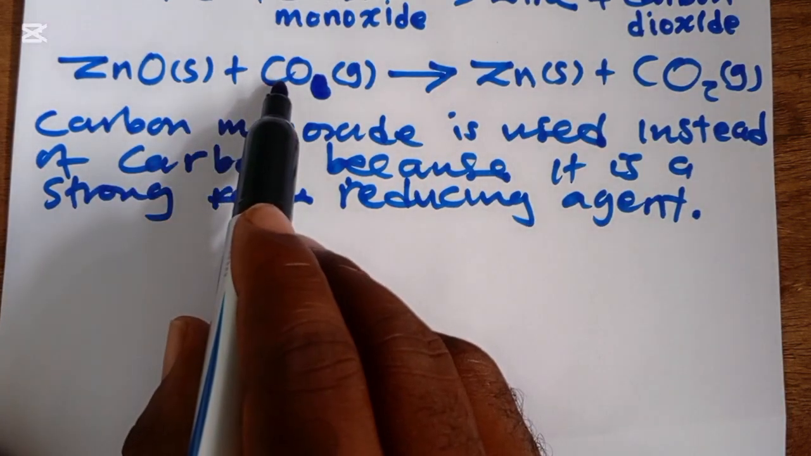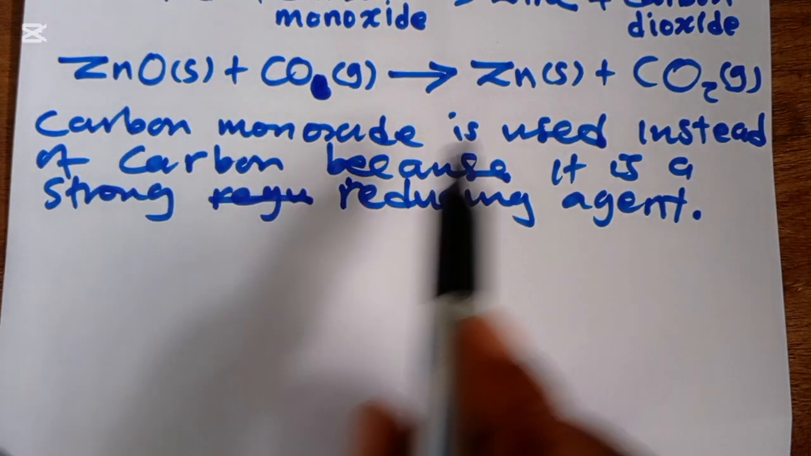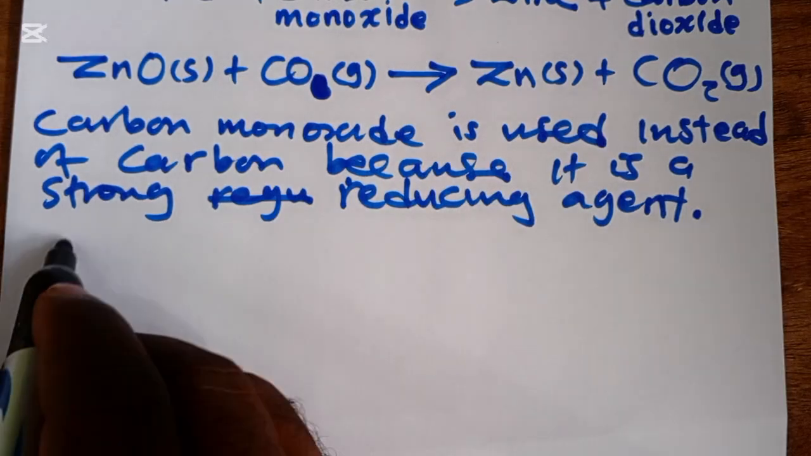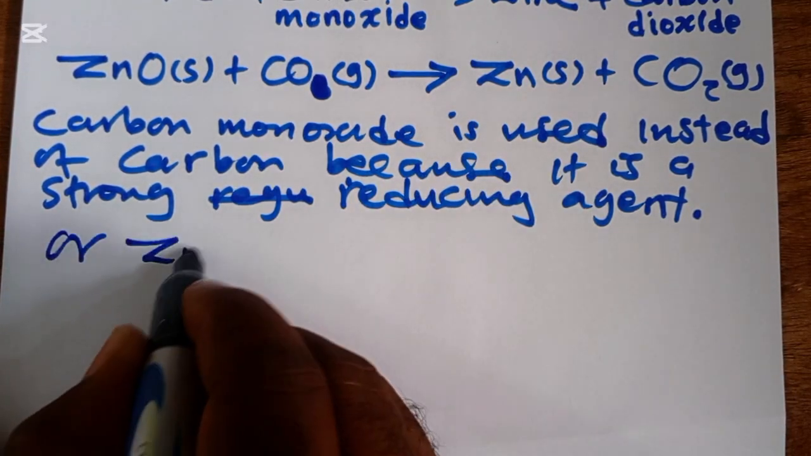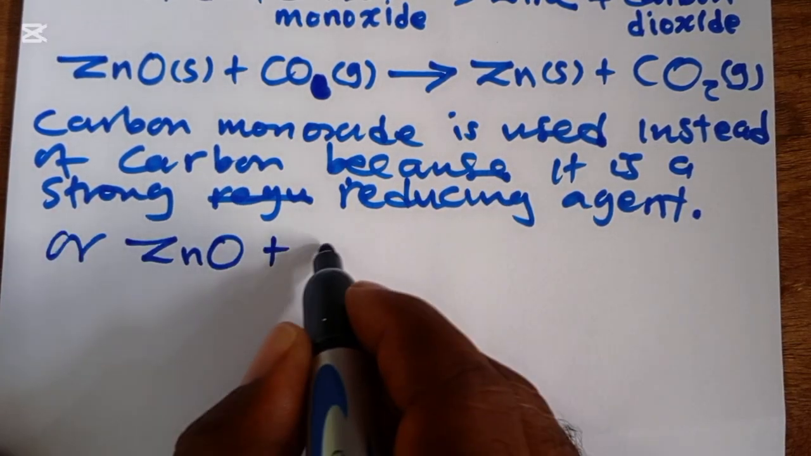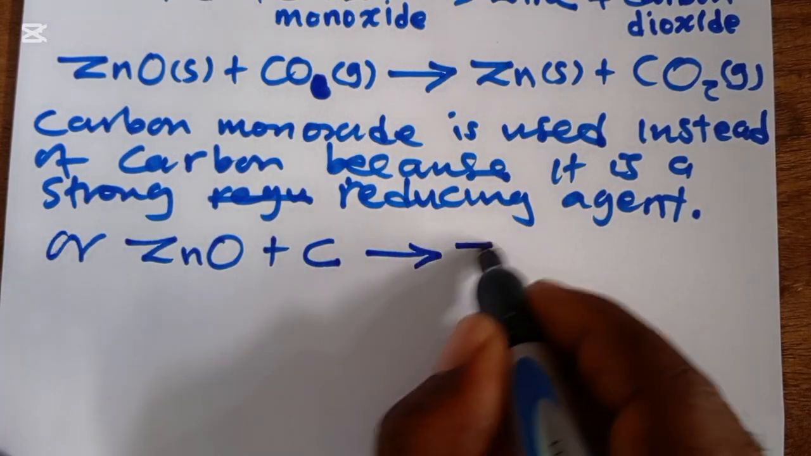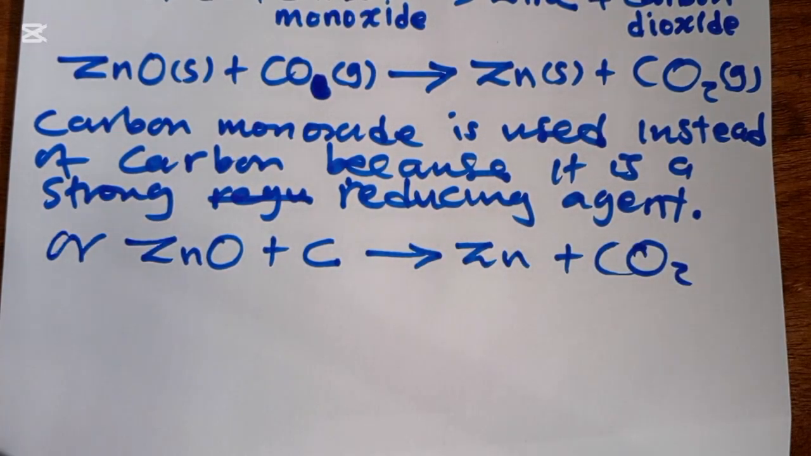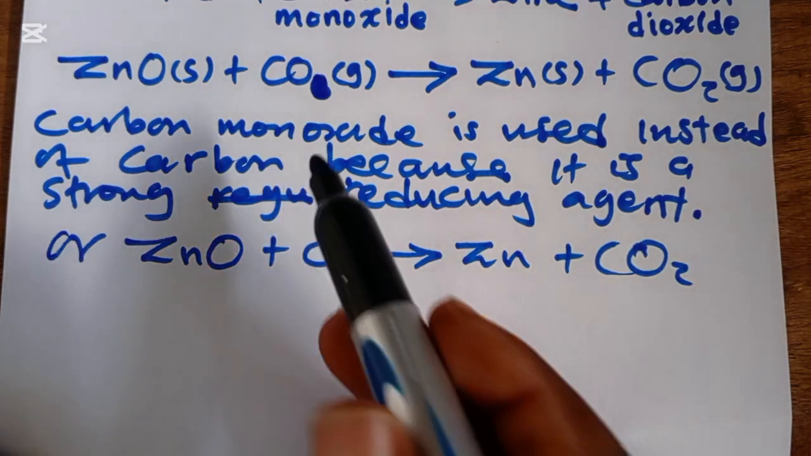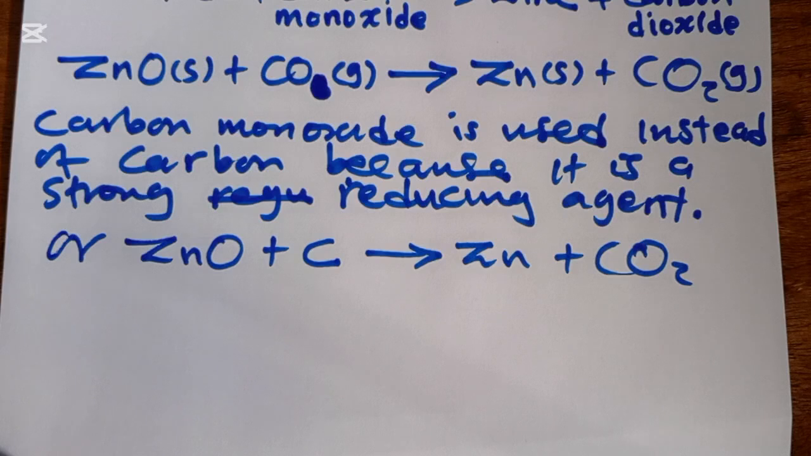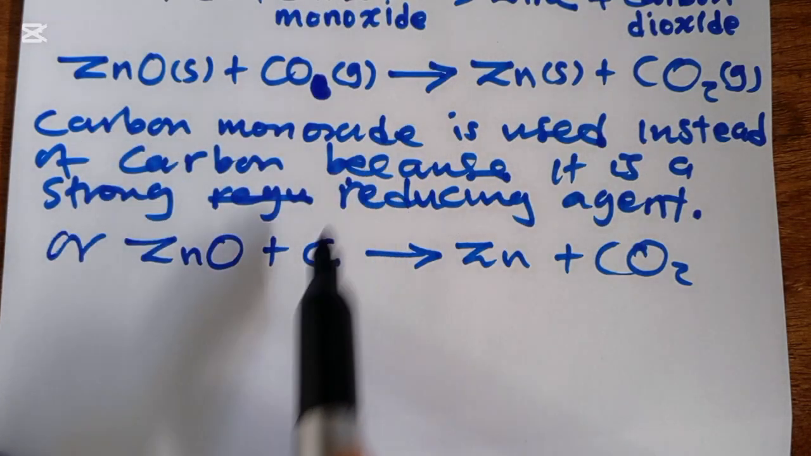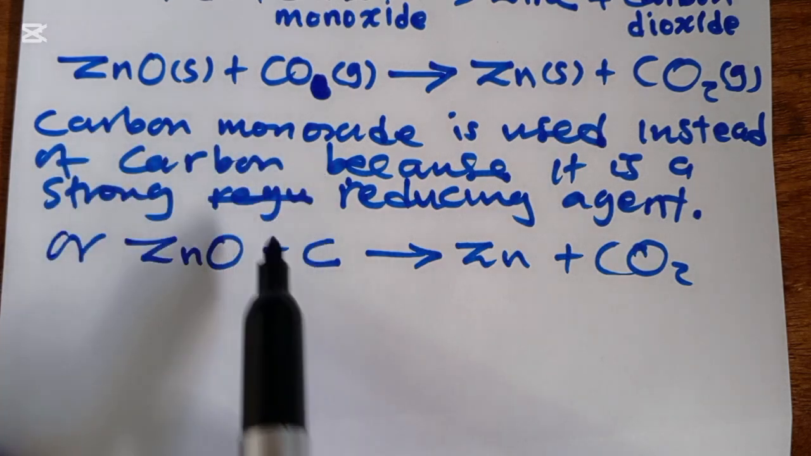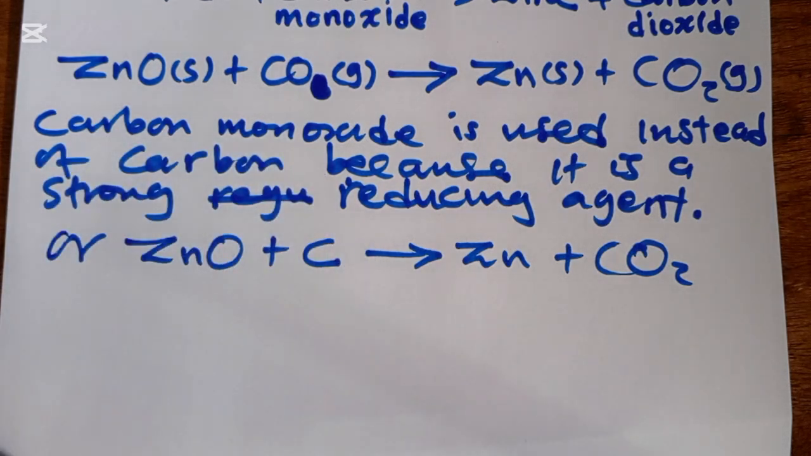Even carbon here can be used. The results are just the same. So I can say ZnO plus carbon, we are going to have zinc plus carbon dioxide. So instead of carbon monoxide, we can also use carbon. But we prefer using carbon monoxide to carbon because carbon monoxide is a strong reducing agent.